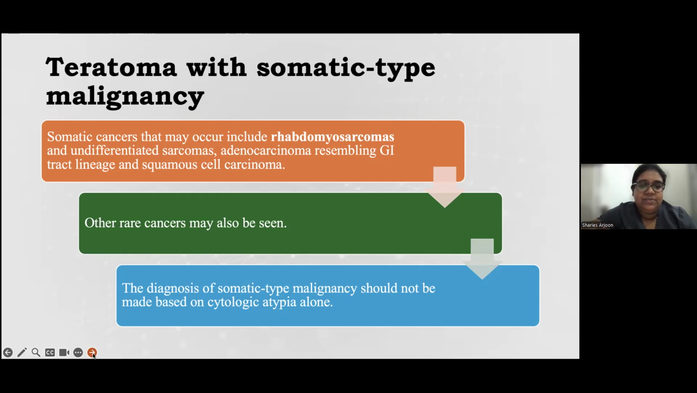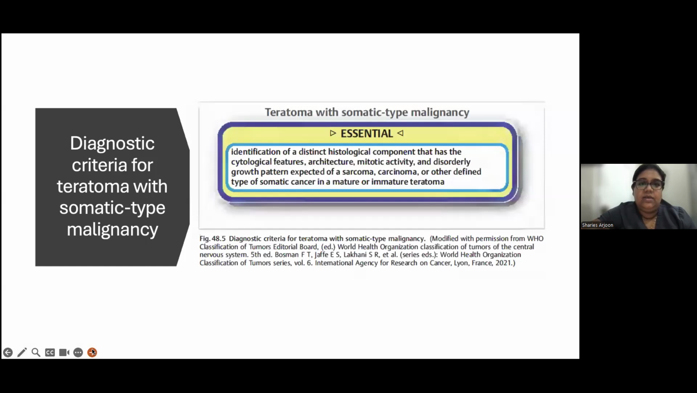cytologic atypia alone. So the diagnostic criteria for teratomas with somatic type malignancy would include essential identification of a distinct histological component that has the cytological features, architecture, mitotic activity, and disorderly growth pattern expected of a sarcoma, carcinoma, or other defined type of somatic cancer in a mature or an immature teratoma.